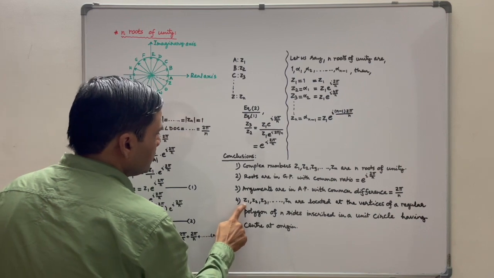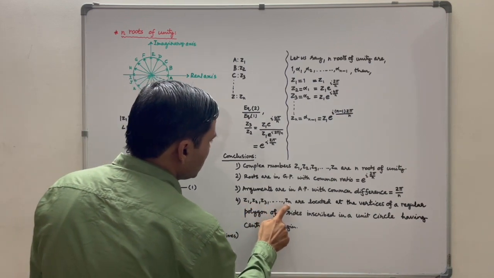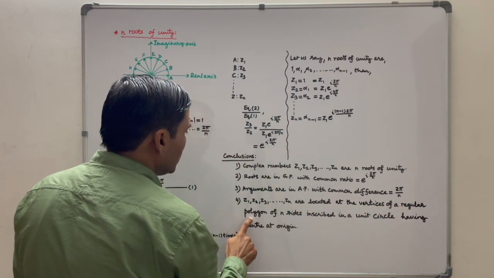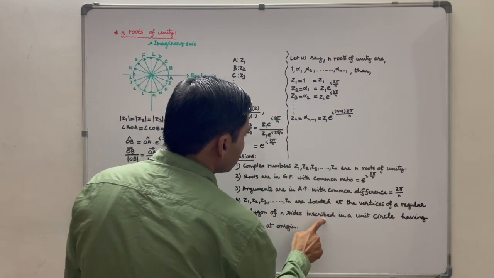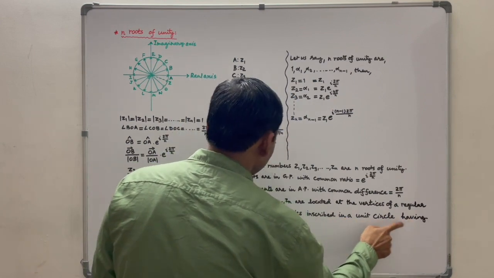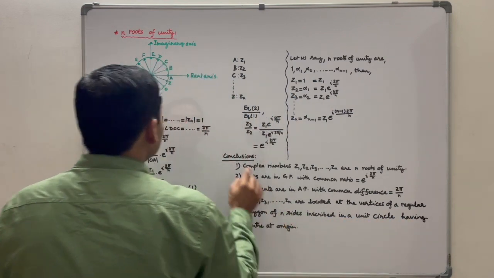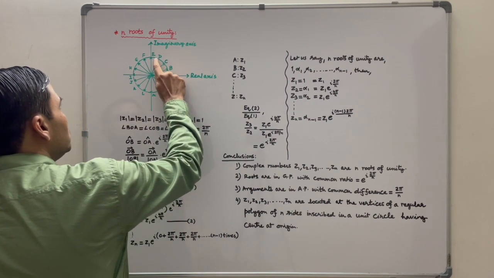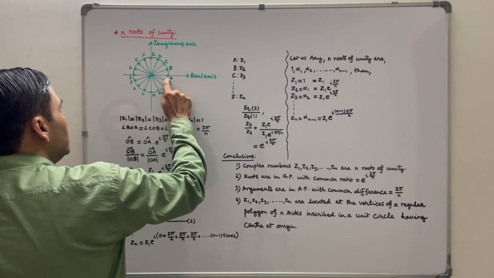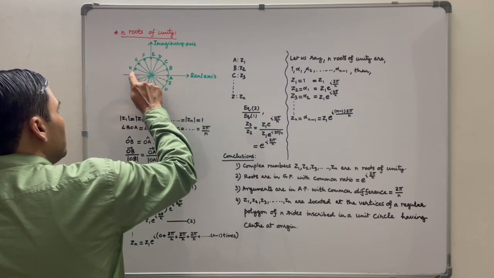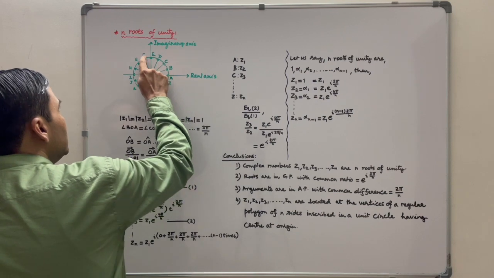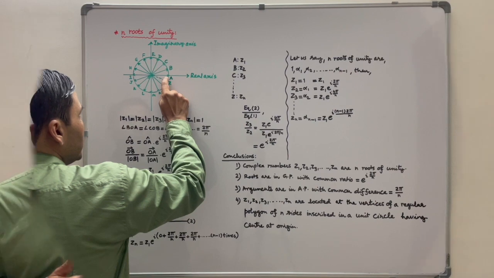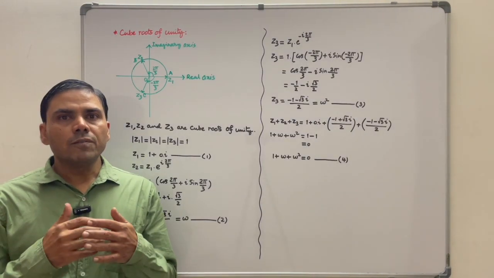Point number 4. z1, z2, z3 and so on up to zn are located at the vertices of a regular polygon of n sides inscribed in a unit circle having center at origin. Suppose you connect points A to B, B to C, C to D, D to E and so on. So it will form a regular polygon which is inscribed in a unit circle with center at origin and radius as 1 unit. Now let us see cube roots of unity.